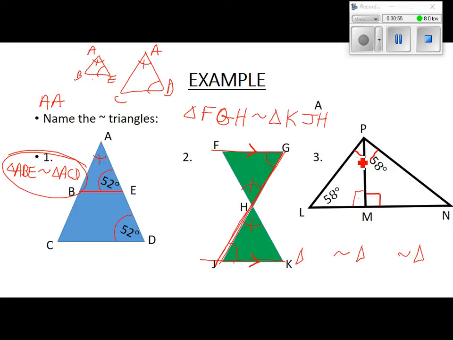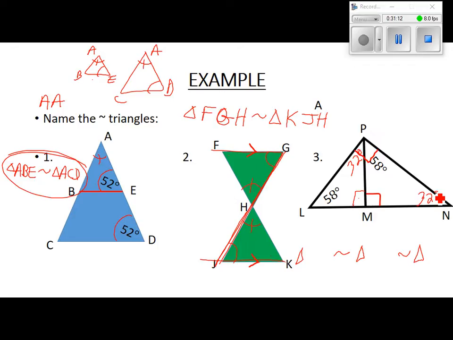Either way, is it going to give you the same answer? Yep. So it's 32 degrees right there. How about this angle down here? 32 degrees also. Now, the reason I'm doing that is because if you don't do this, you're going to be lost when you try to match these things up.